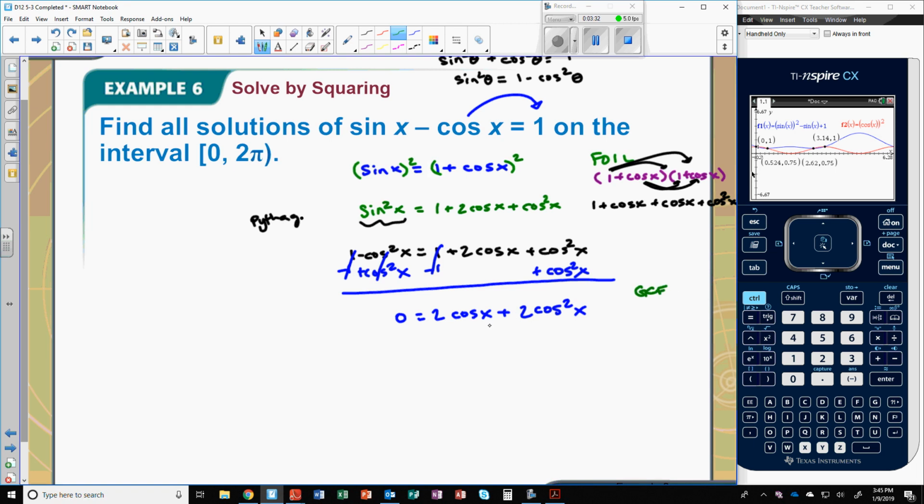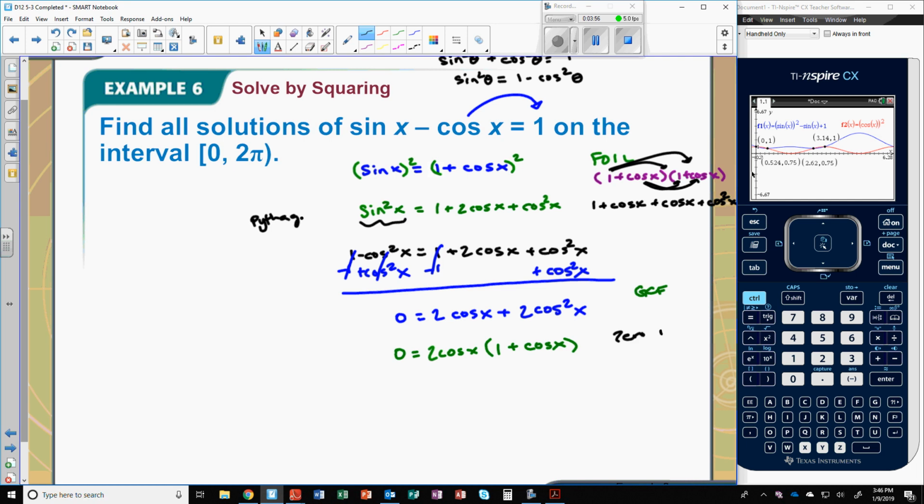Factoring greatest common factor, they both have a 2, so I'm going to factor out the 2, and they also both have a cosine. So if I divide that out, I'm left with 1. 2 cosine x divided by 2 cosine x is 1, plus the cosine squared divided by 2 cosine would be just cosine x.